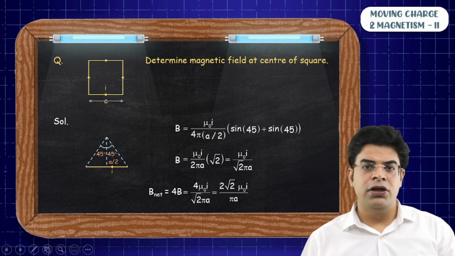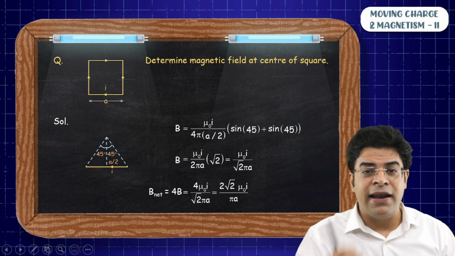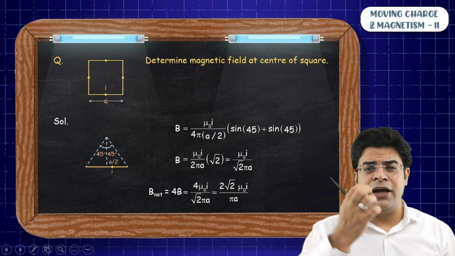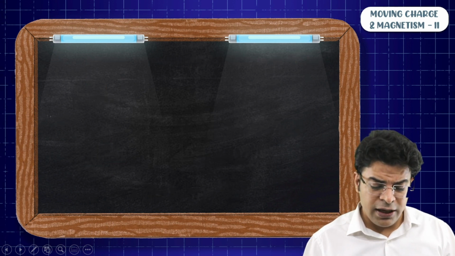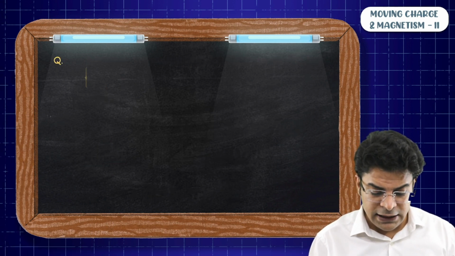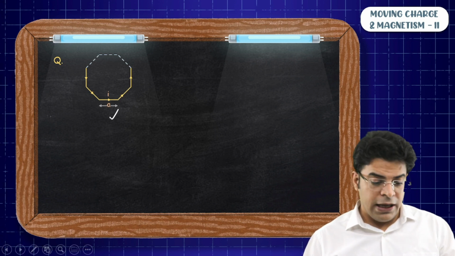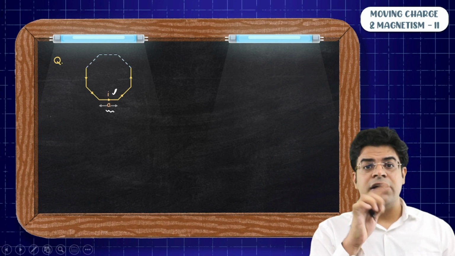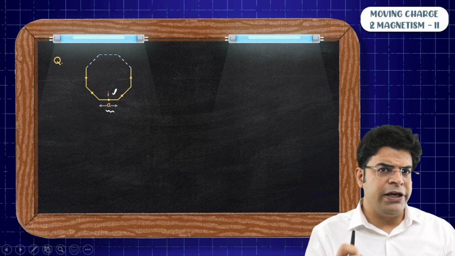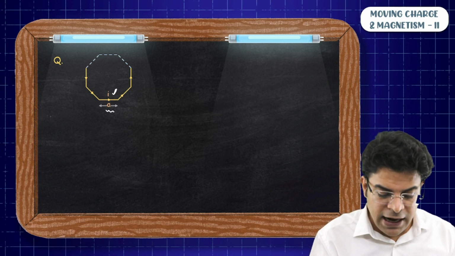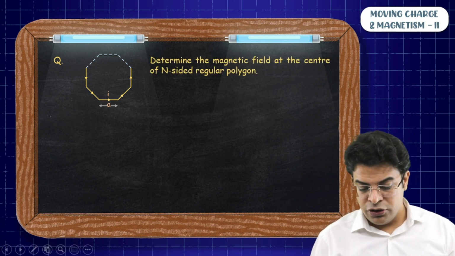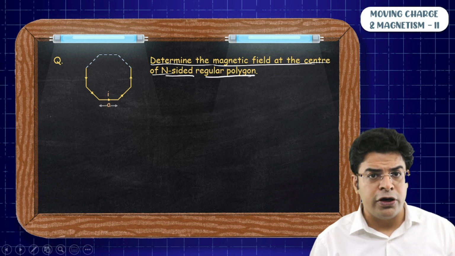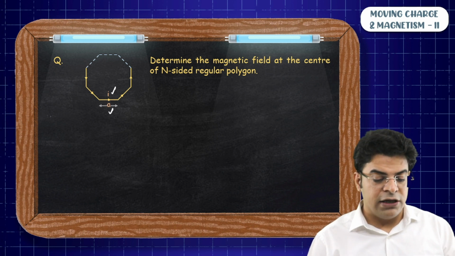Easy? So now let's move on and see the next generalized case using which you will be able to answer all triangle, rectangle, pentagon, any case. So if you have a general n-sided regular polygon in which one side has a length A and the polygon carries a current I, then what will be the strength of magnetic field at the center of the polygon? So your mission is to determine the magnetic field at the center of an n-sided regular polygon carrying a current I, having a side length A.